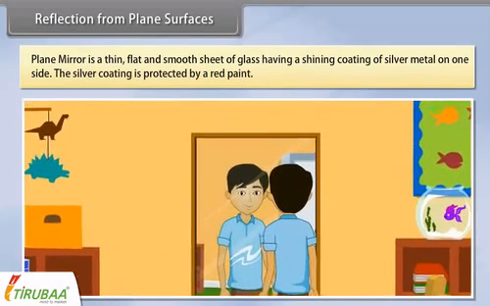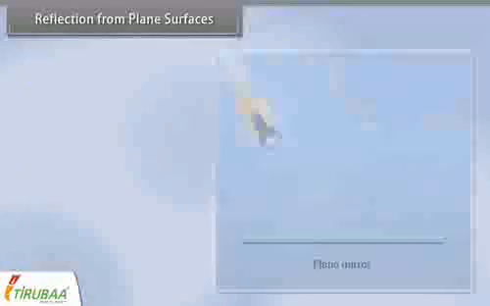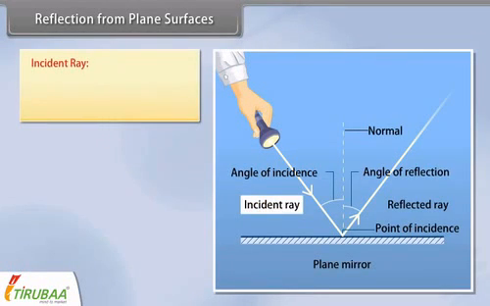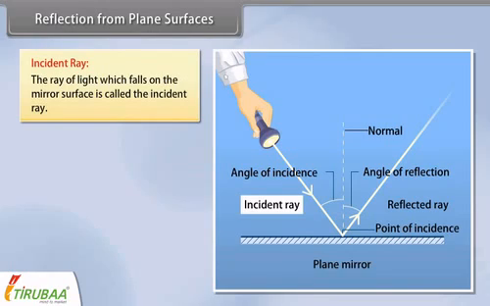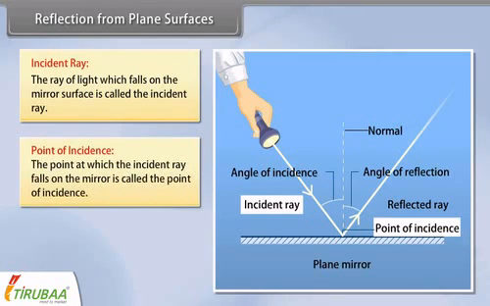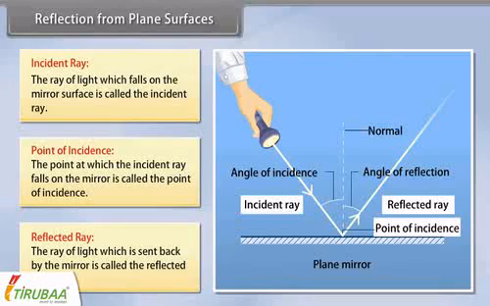A plane mirror is a thin, flat, and smooth sheet of glass having a shining coating of silver metal on one side. The silver coating is protected by a red paint. Meanings of important terms are as follows to understand the figure. Incident ray. The ray of light which falls on the mirror surface is called the incident ray. Point of incidence. The point at which the incident ray falls on the mirror is called the point of incidence. Reflected ray. The ray of light which is sent back by the mirror is called the reflected ray.